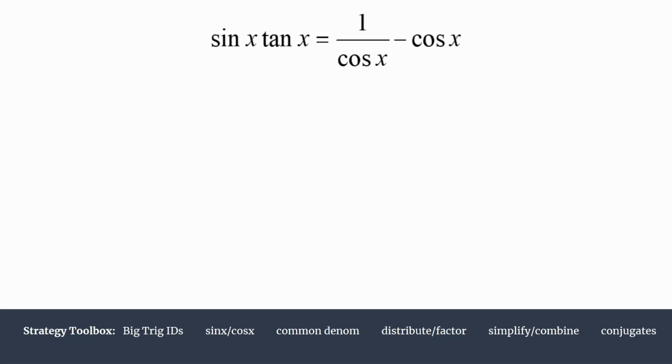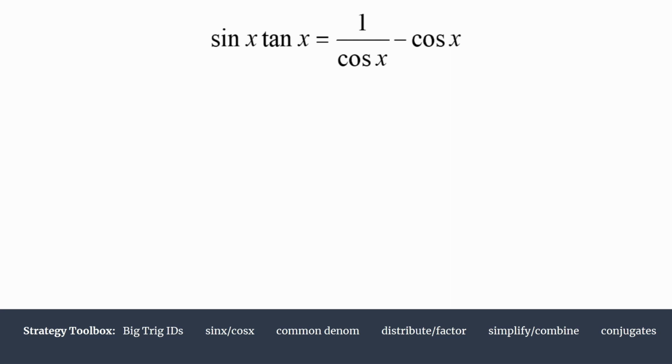And so for this identity, it looks like the right-hand side may be the best to work on. We have two terms that we could then combine and simplify into one term, and we could see if that helps us turn the right side into what we want, which will be the left side, sin x tan x.